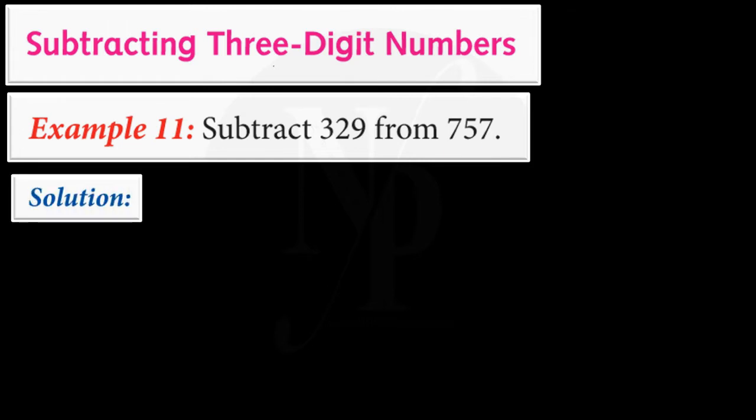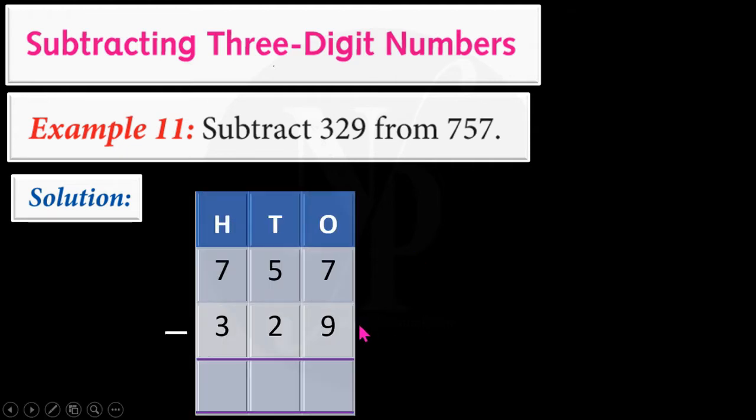Solution. First, let us write down the given numbers vertically, one below the other, in the place values table as shown here. So we have written 757 in the first row and 329 in the second row. So 329 should be subtracted from 757.